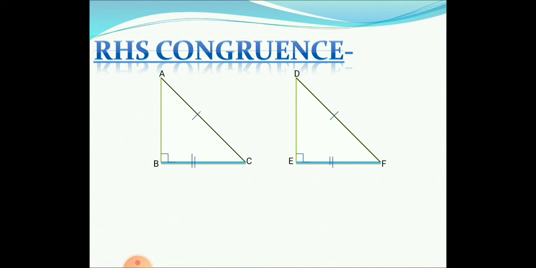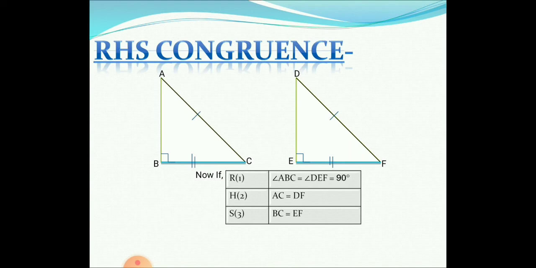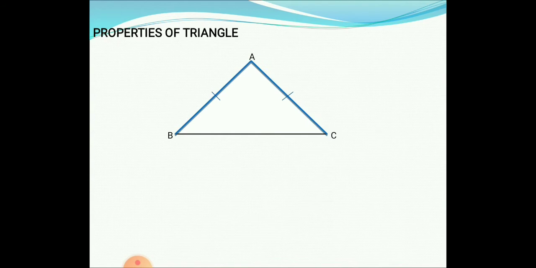See in these two triangles, if angle ABC is equal to angle DEF, both are equal to 90 degrees, and hypotenuse AC is equal to hypotenuse DF, and the side BC is equal to side EF, then triangle ABC is congruent to triangle DEF by RHS congruence. Now next is properties of triangle.